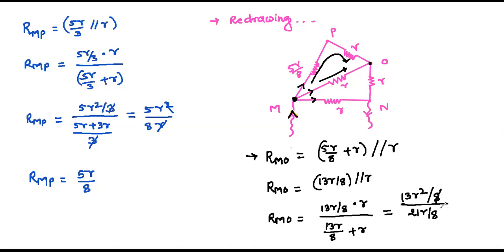Okay, so this 8 and this 8 will get cancelled. This R will get cancelled with the R here, and you are getting the answer as 13R by 21. Yes, 13R by 21. Clear? Next.